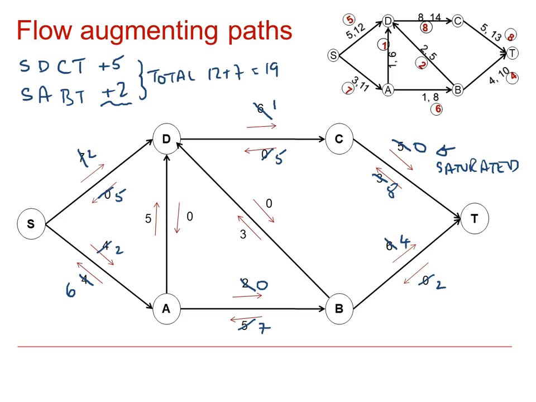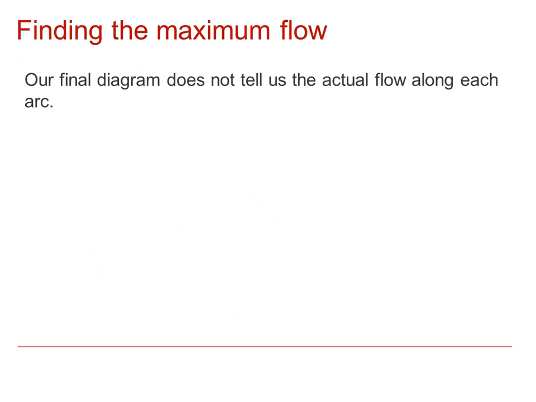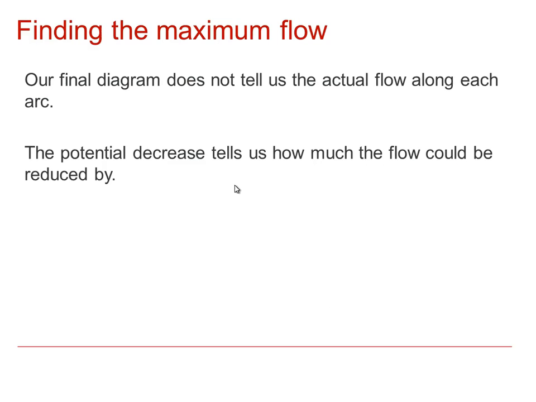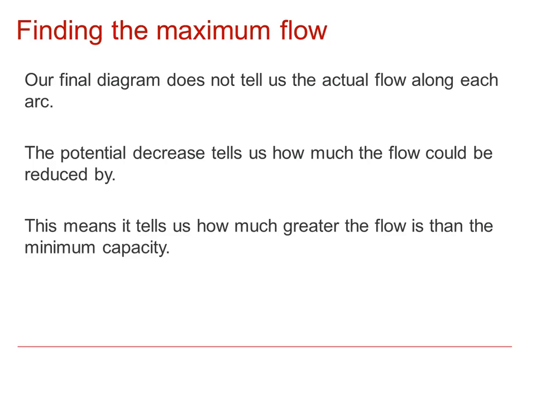But remember, this diagram doesn't give us the flow along each of these arcs, and that's what we need to work out now. But we can get that by adding each of the backward facing arrows to the minimum values. So the flow in BT is now 2 plus 4, it's gone up to 6. So the diagram doesn't give us the actual flow along each arc, but it tells us the potential decrease, and we can add to that the minimum, and that will give us the flow on each of those arcs.